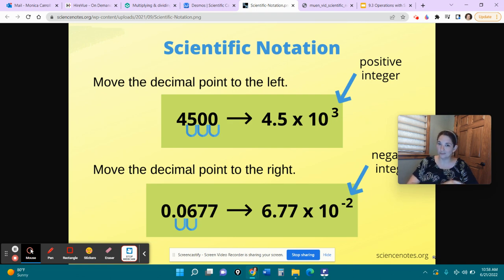Because the number was smaller, right? Because the number was smaller here. So by moving the decimal point two times to the right, we made a bigger number. So we have to show that the original number is actually smaller by putting a negative 2. All right, awesome. Let's take a look at the directions on how to solve problems when multiplying two numbers in scientific notation.